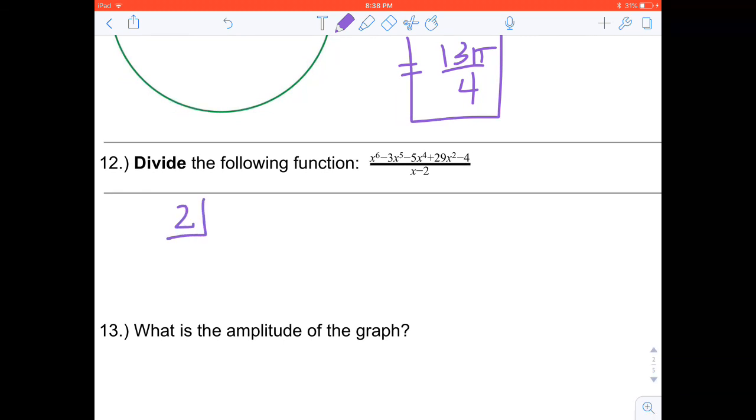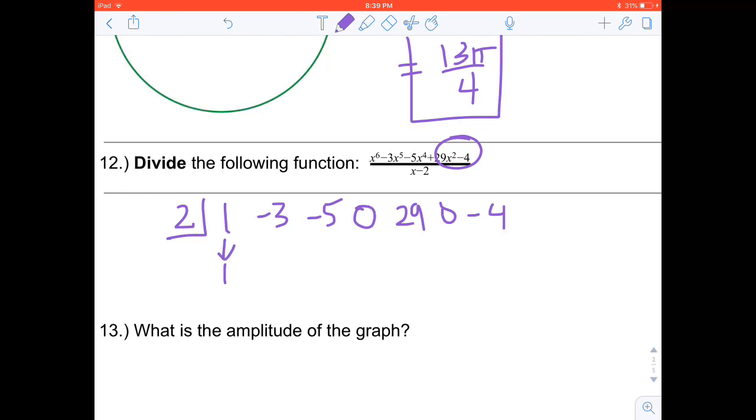And then I need to make sure that I have my terms in order by degree, and then just put the coefficients of each. So I have 1, negative 3, negative 5, and I'm missing an x cubed. So I need to put a 0 here, and then 29. And I'm missing, oops, I didn't mean to erase that. I'm missing an x term. So I need to put another 0, and then minus 4. So I've got that. Now I'm just going to do the synthetic division.